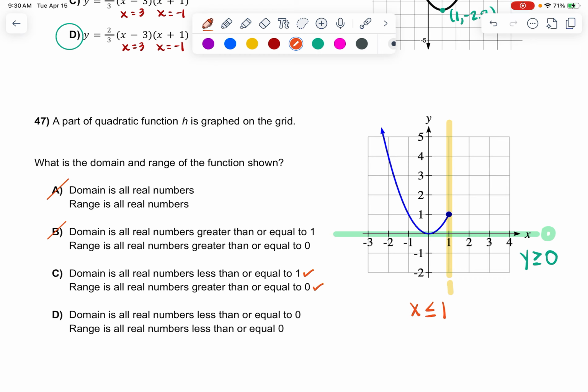I am going to check D just to make sure. Domain is all real numbers less than or equal to 0. Oh, they swapped it, right? And then they said 0 on both, so that doesn't work. That should be greater than anyway. So it's definitely C. But always read through all your answer choices just to make sure you are picking the right one and you didn't miss something.